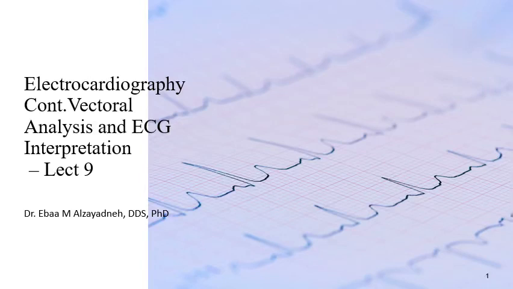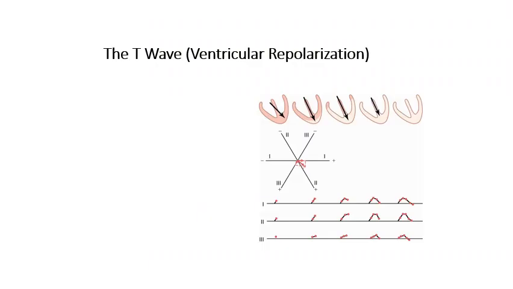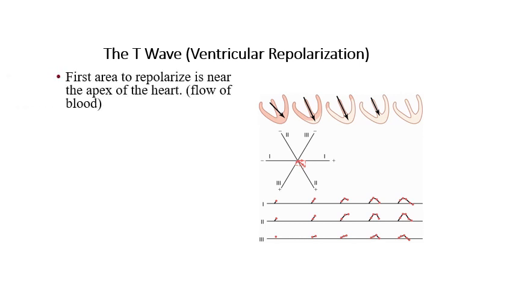Today we will talk about the vectoral analysis of ECG and ECG interpretation, which are the last topic of the cardiac physiology. Now let's talk about the ventricular repolarization. How can we draw the vectoral axis or the vectors of the heart on the three leads?